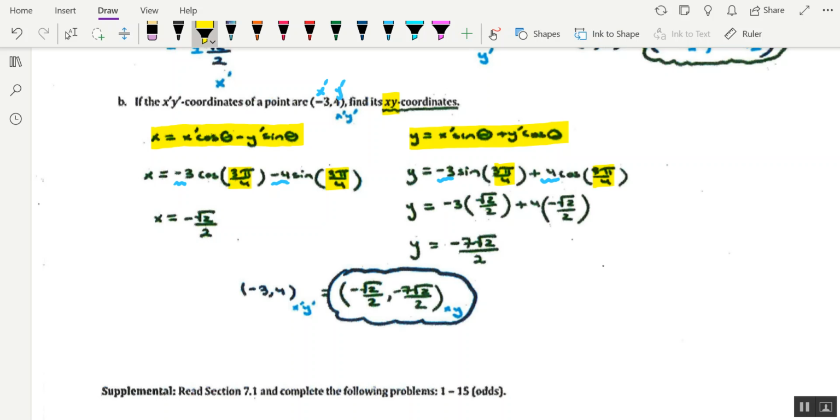And so if we have a point with x prime y prime coordinates of -3, 4, and there's a rotation of 3 pi over 4 radians, -3, 4 with respect to the x prime y prime coordinate system will turn into negative radical 2, -7 radical 2 over 2 based on the xy coordinate system. All right, and I think I may have mistakenly said negative radical 2 only for the x coordinate. I meant to say negative radical 2 over 2. So there we have it.